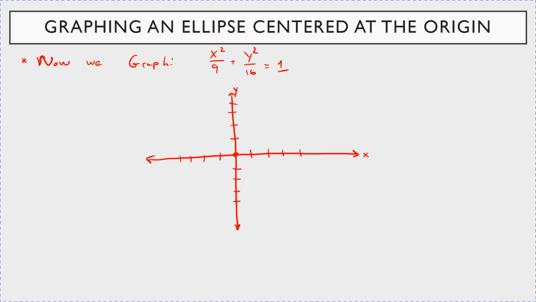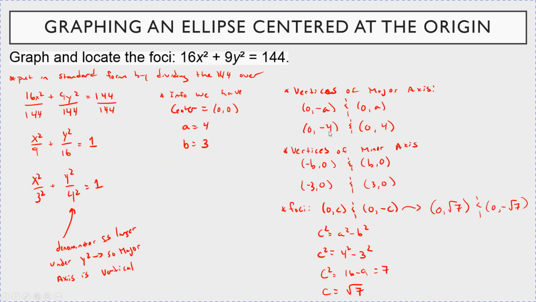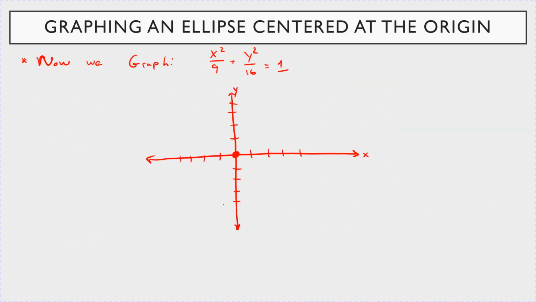Okay, so it's centered at the origin here. Boom. So plot these points, 0 comma negative 4 and 0 comma 4. So 0 negative 4 is down here, and 0 4 is up here. Okay, and this right here is my major axis.